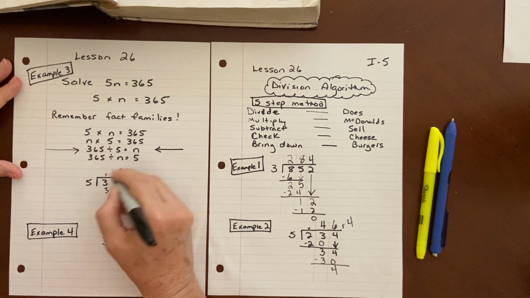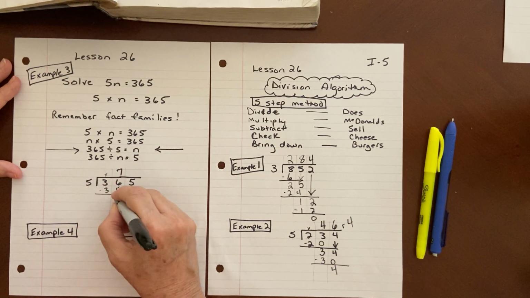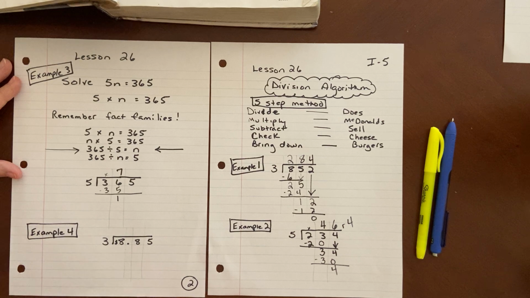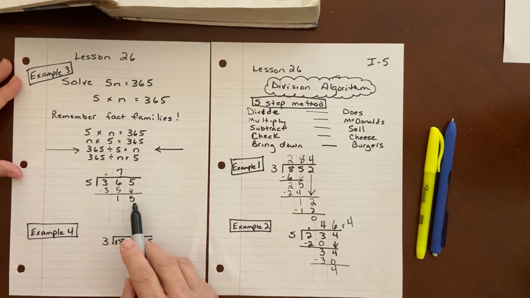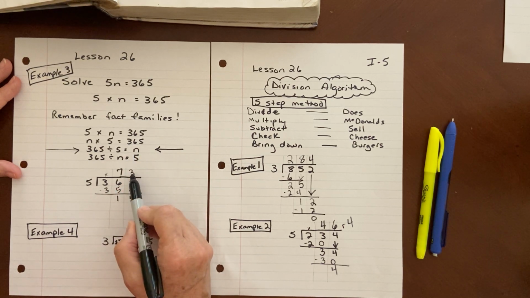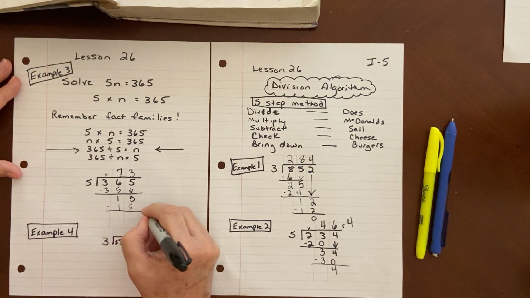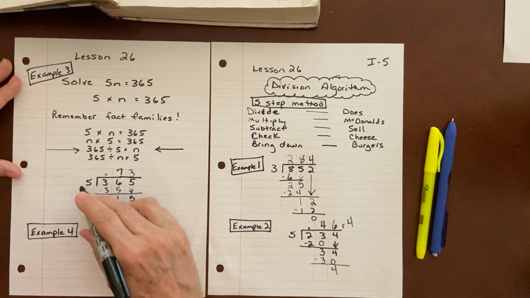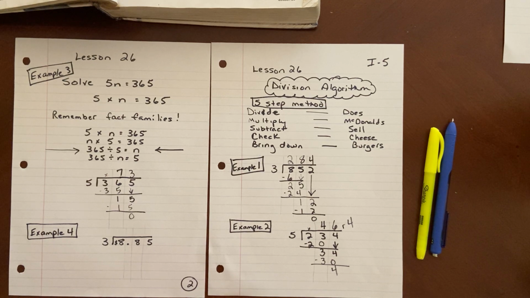So I've divided, now I've multiplied. 7 times 5 is 35. Now I'm going to subtract. Is 1 less than 5? Yes, so I can bring down. Will 5 go into 15? Yes, 3 times. So that's dividing. Now I'm going to multiply. Subtract, check, and I'm good. So 73. Okay, so I know that 5 times 73 equals 365.